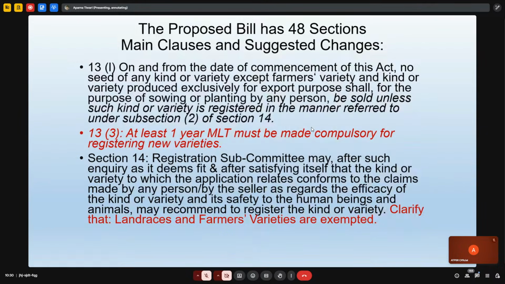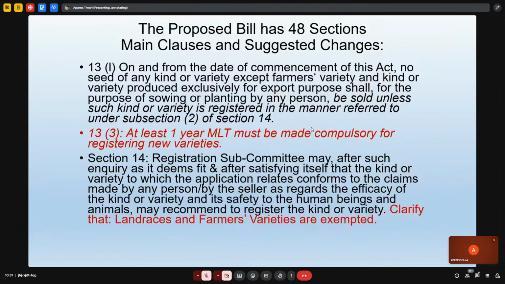The first one is, of course, 13(1), the most talked about provision in the Act, which makes it compulsory that from the date of commencement of this Act, no seed of any kind or variety, except farmers' variety or the varieties produced exclusively for export purpose, shall, for the purpose of sowing or planting by any person, be sold unless such kind or variety is registered in the manner referred to in subsection 14(2). 14(2) I will come to a little later.